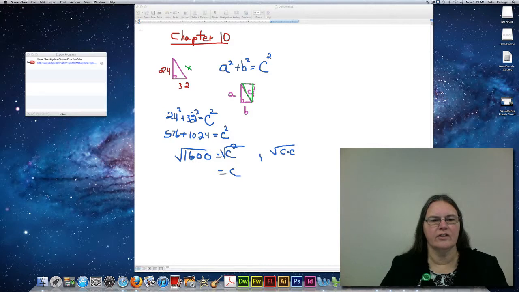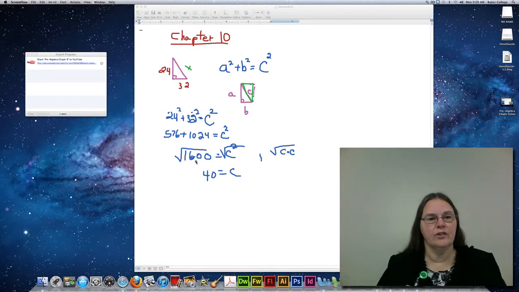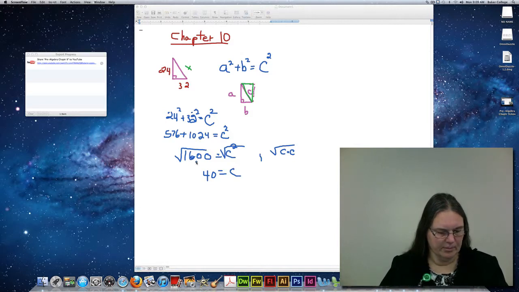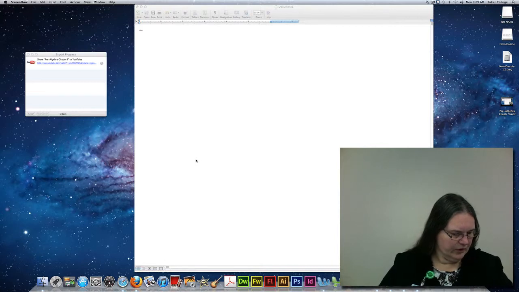The next thing is, on your calculator, you have to push second function, square root symbol, and then put 1600 in it, and you'll get 40. And if you want to check yourself, 40 times 40 is 1600. So you can factor these also if you need to. So that's our first little example that we're going to look at. Next, we're going to go to a circle.